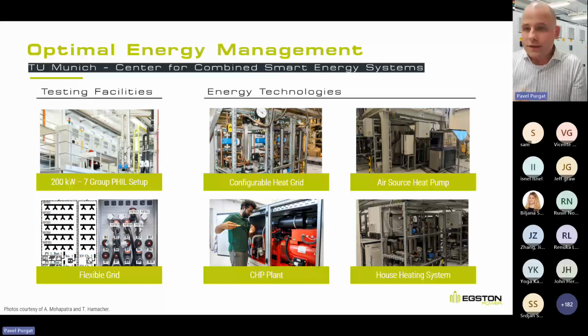Now moving to the last example, and that's coming again from Germany, but this time from Munich, from the Center for Combined Smart Energy Systems. The researchers at COSES have at their disposal a 200 kilowatt P-HIL setup. However, it is very special as it has 7 independent groups of amplifiers, and we will see in the next slide how they can be used. A flexible grid, so a grid whose connections, topology, and the distance between the poles can be changed, and several technologies from the heat sector, such as a configurable heat grid, air source heat pump, house heating system, and a combined heat plant as well.